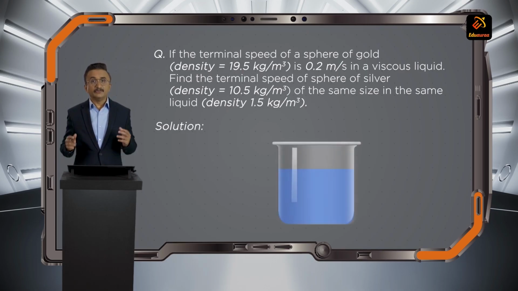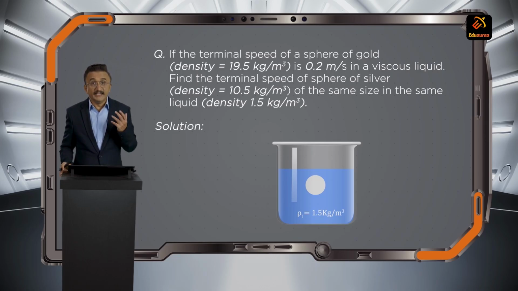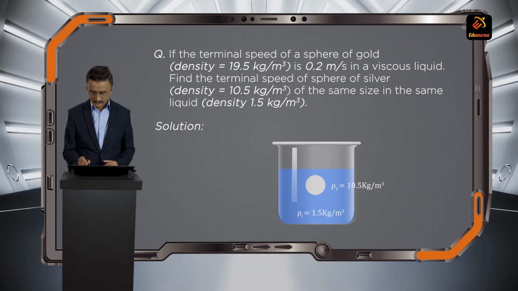Now the second case. In the second case, we have the same viscous liquid. So I can say rho L is 1.5. But now I am going to drop the silver sphere. The radius is the same. It is not going to change. The only thing that is going to change is the density. So I can write down the density of silver, it is mentioned. How much? It is 10.5. So what about the terminal velocity of the silver? Vs we have to find out.